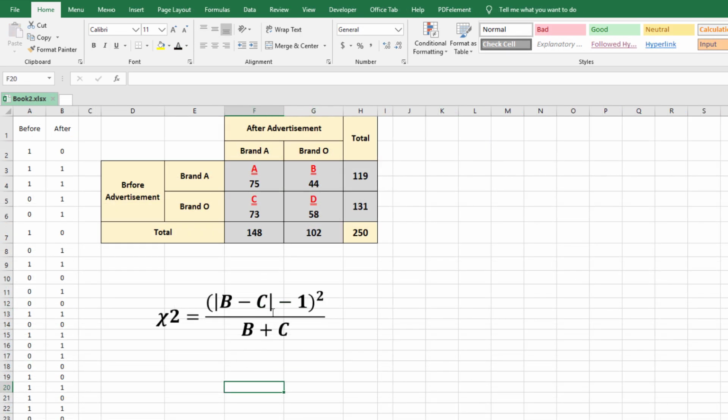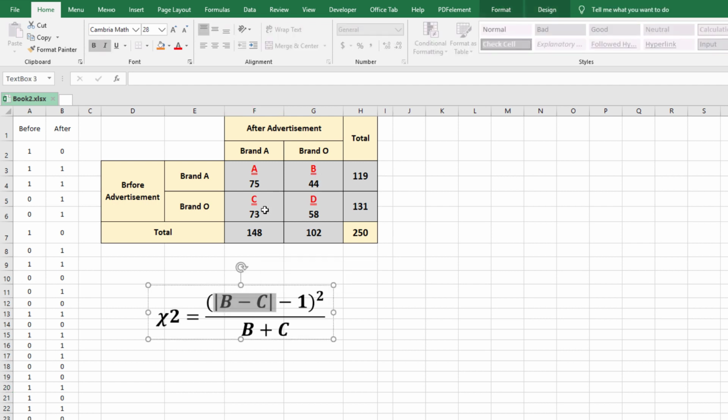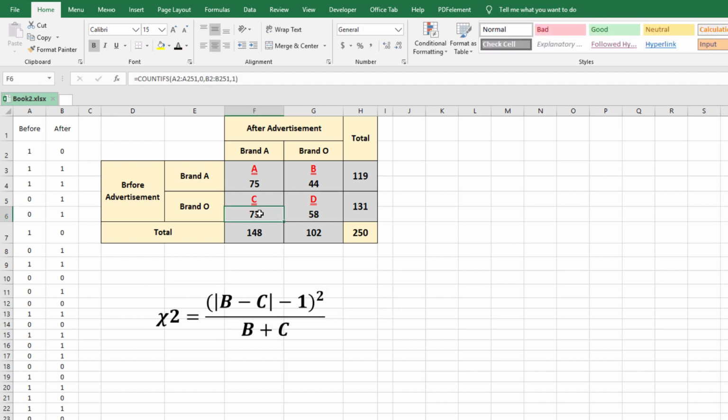Here is the equation of the chi-square value of the McNemar test. That is the difference between B and C, minus 1, then whole square, divided by the sum of the values of B and C. Then how can we calculate it? We can apply an equation in Excel.